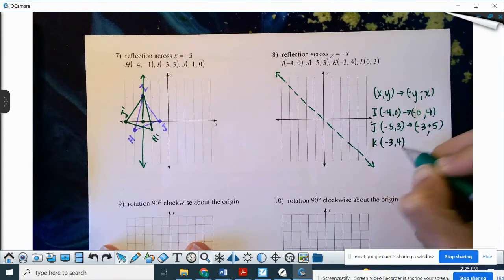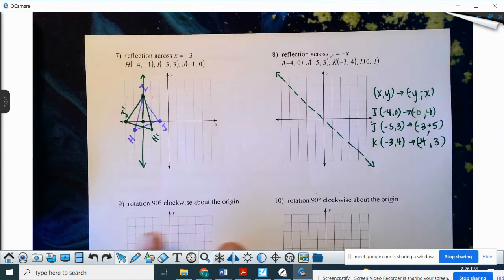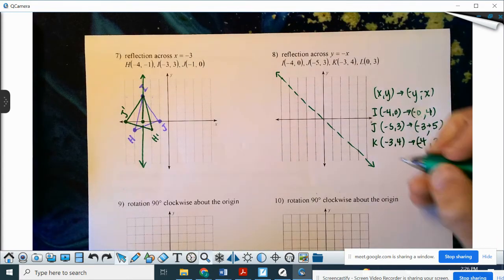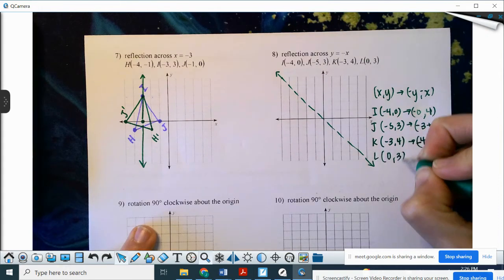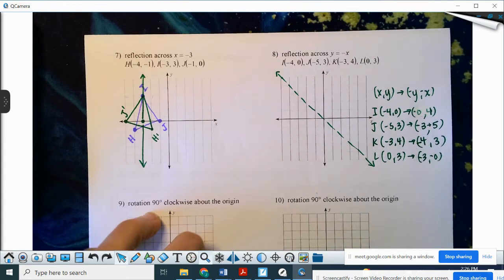So we're going to flip it. The negative 3 becomes a positive. Then positive 4 becomes a negative. And then L. So flip and make them opposite, which again, negative 0 is the same thing as 0.